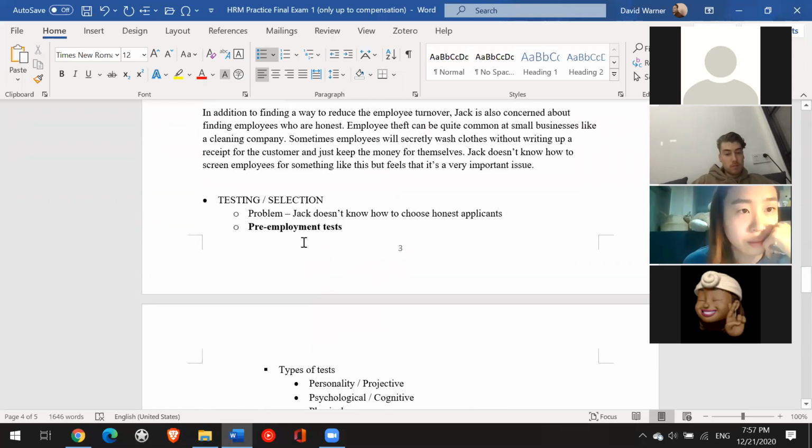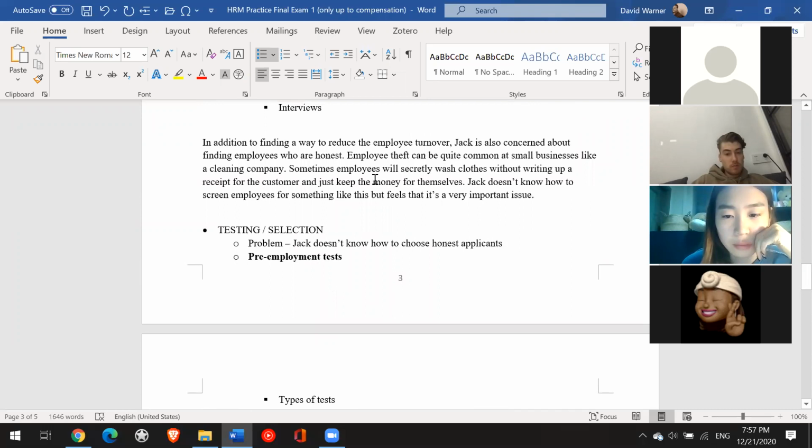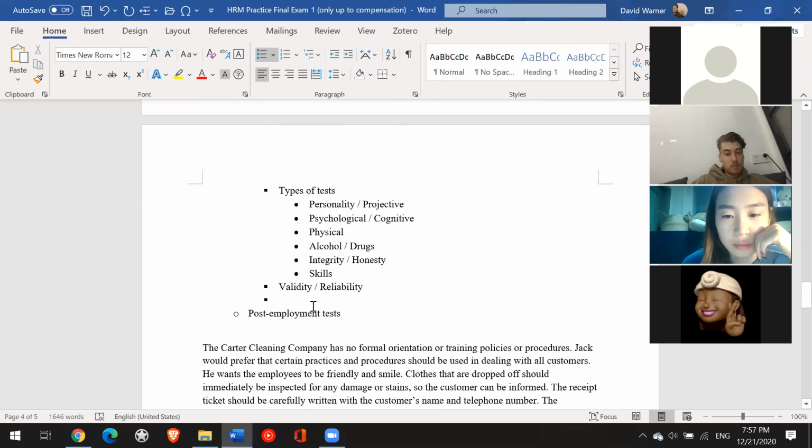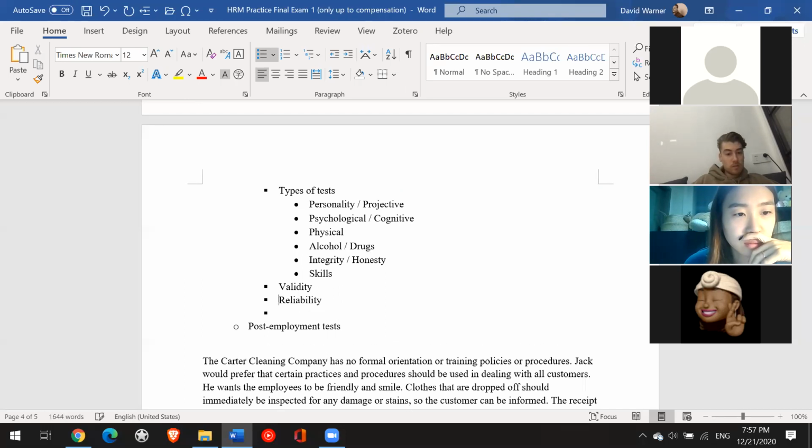But for this question, for Jack's problem, what kind of tests should he use? Let's finish writing this outline and then answer that. So we need validity and reliability. What's the difference? What's validity? What's reliability? Can somebody tell me? Validity is like accuracy of the measurement, accuracy of measuring what you're supposed to measure. Okay. Reliability is consistency. Good.